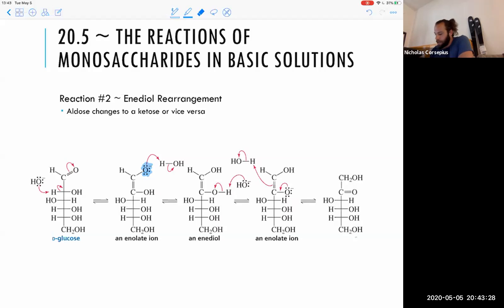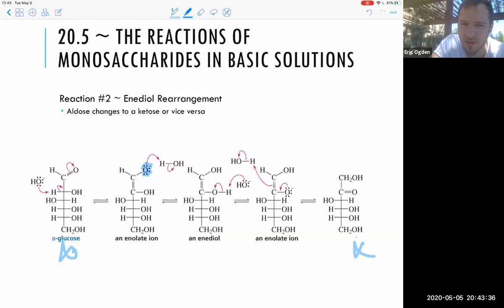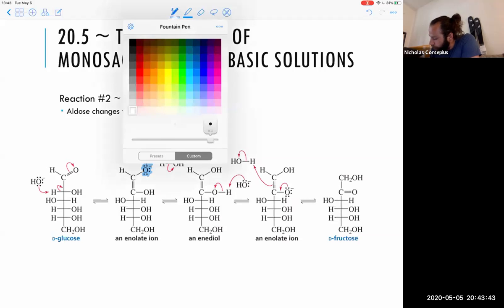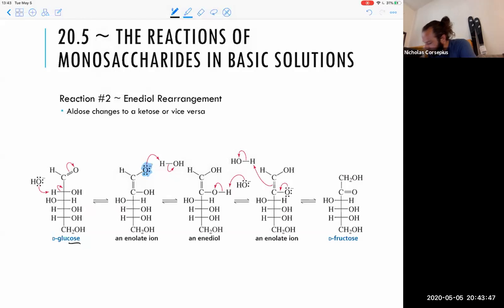Boom. So now can anybody spot what the big difference is between our starting product and our ending product? One's an aldose and one's a ketose. Yes, ketose. Remember that ose ending is how we talk about sugars. Even if you noticed, all the names of the sugars also end in ose, glucose, fructose, et cetera. But yes, exactly. So this is how we change an aldose to a ketose and vice versa.